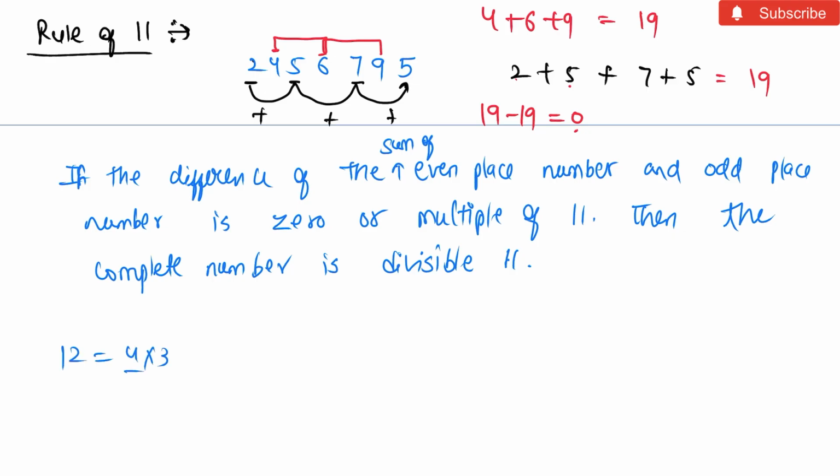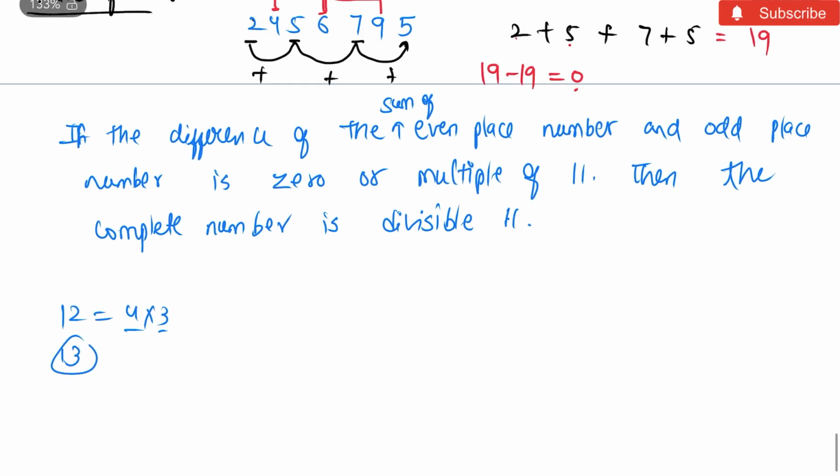If a number is divisible by 4 and 3 both, then the complete number is also divisible by 12. Then we have 13. 13 is a prime number, so we have to check individually. Then we have 14, which is 7 times 2. So if a number is divisible by both 7 and 2, then the complete number is also divisible by 14.